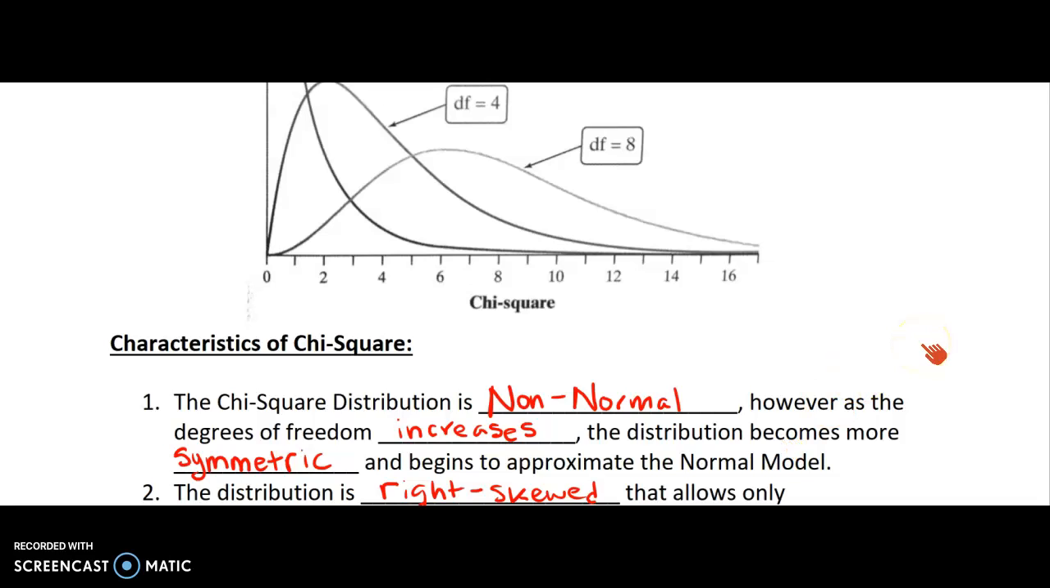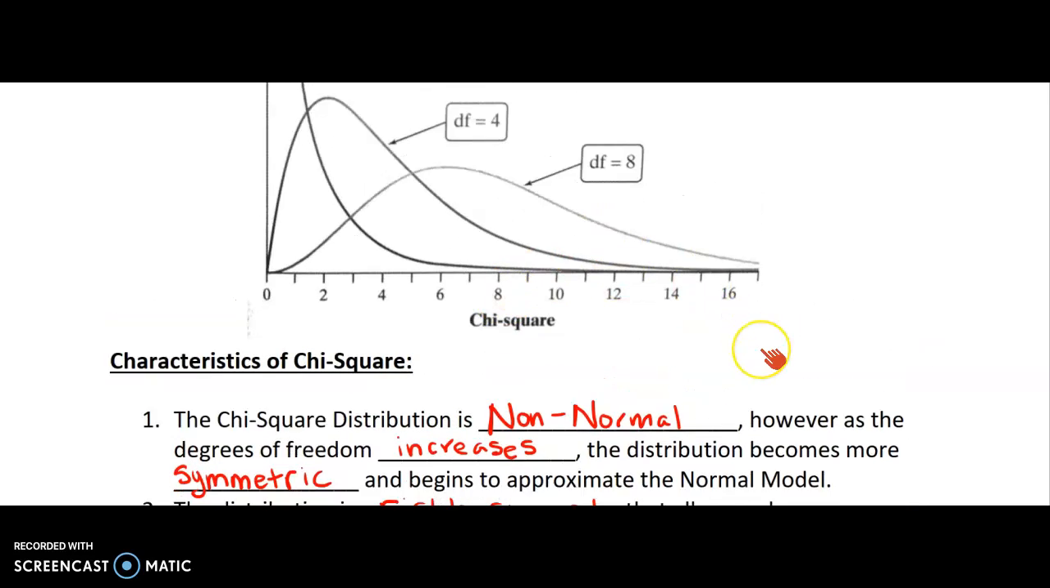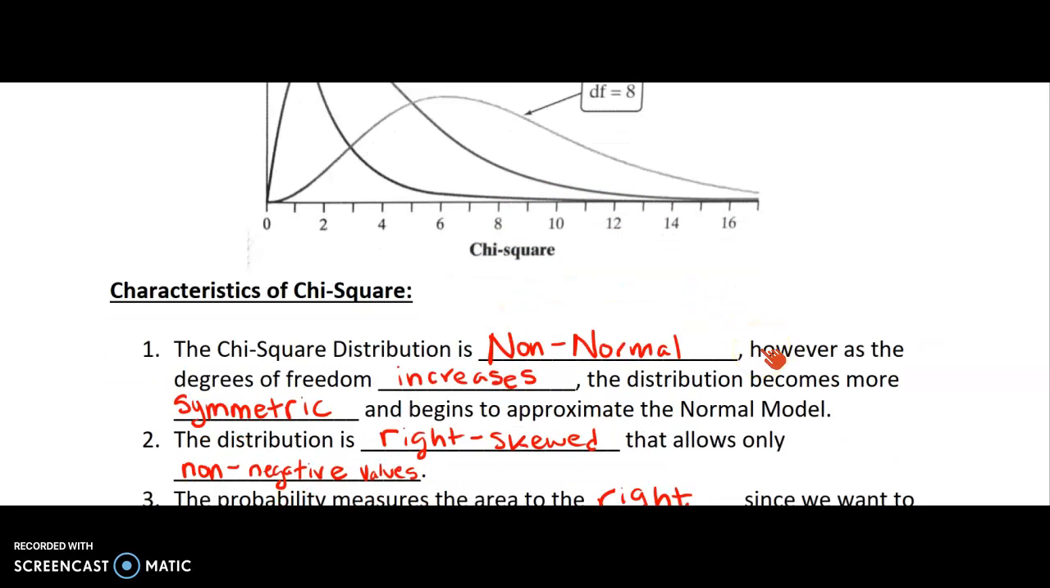Now, here's a few characteristics of the chi-square distribution. Well, number one is that it is non-normal. However, again, as degrees of freedom increases, we can see that it becomes more symmetric. Next up, we see that it's right skewed, and the reason that it's right skewed is because we're not allowing for any negative values, meaning that we're only dealing with positive numbers. So we're going to ignore negatives here because I'm counting to see if something has happened. I can't have negative successes, and it is possible I could have 0 successes, but I'm measuring the difference between what's observed and what is expected.